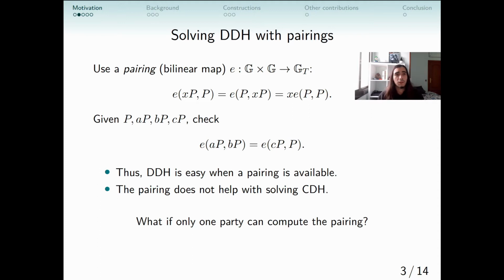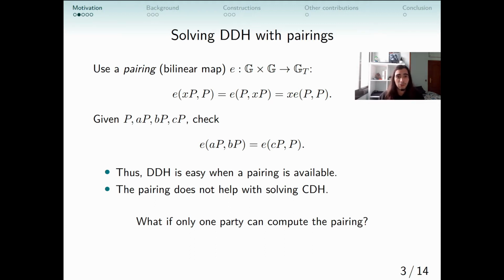A way to solve the decisional Diffie-Hellman problem in some other groups is to use a pairing or bilinear map, which is just a map from the group times itself to some other group, which we don't really care what it is right now. But what is important about this pairing is that it has a nice property: essentially you can move coefficients around. So as you can see here, you can move the coefficient x from the first to the second input, and you can also take it out of the pairing altogether.